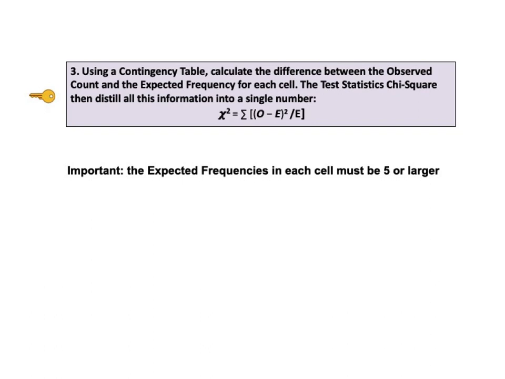Here is the formula for the chi-square test statistic. For each cell, subtract the expected value from the observed value, square it, and divide by the expected value. And the sum of all these values for all the cells gives us the value of the chi-square statistic for the test for independence. Important: the expected frequencies in each cell must be 5 or larger. Otherwise, our sample size is not big enough to conduct the test, or our categories are defined too narrowly.